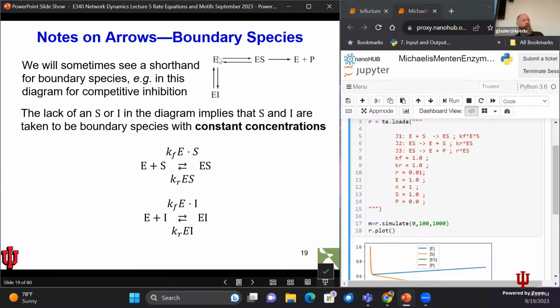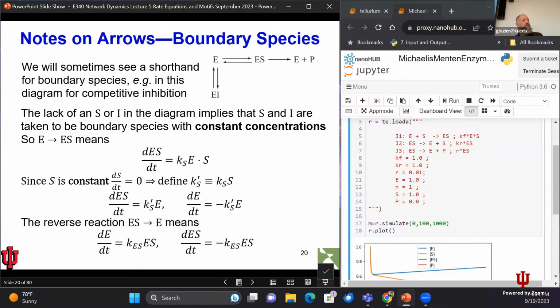So E goes to EI would be written E plus I goes back and forth to EI like this. E plus S goes to ES. Has same reaction, but those are shorthanded through E without writing out the plus S and plus I. I hope you won't run into things that are confusing, but when you're reading papers, you will find that notation. Herbert is careful and generally doesn't do that, but I can't promise everybody's okay.